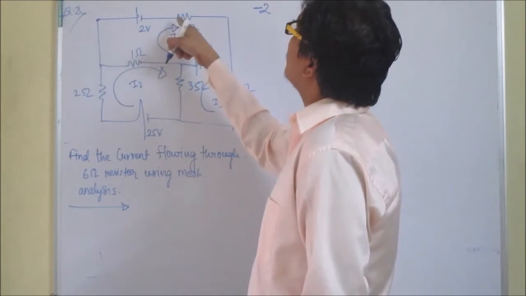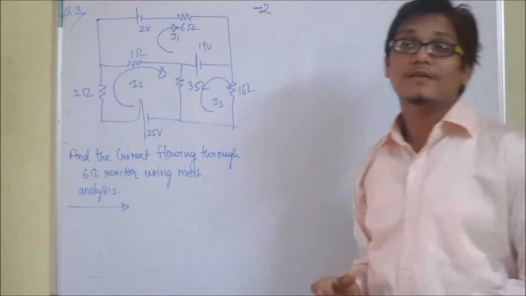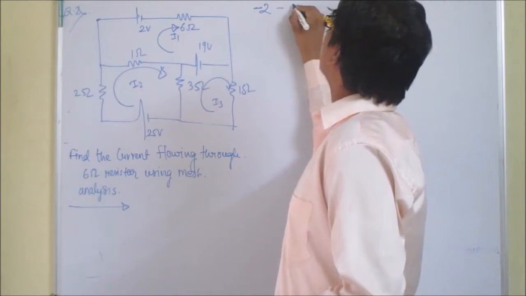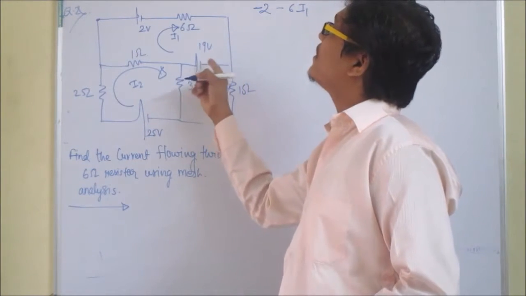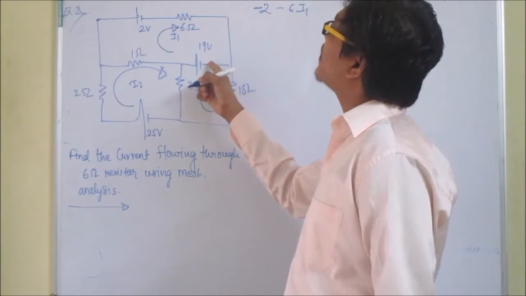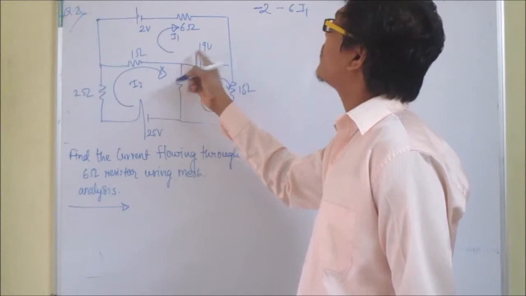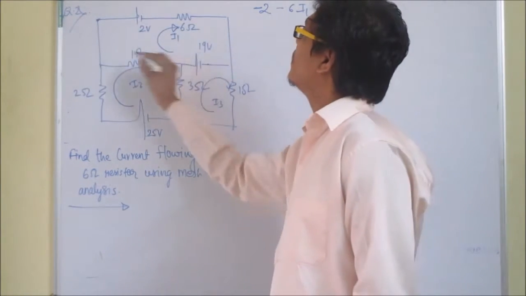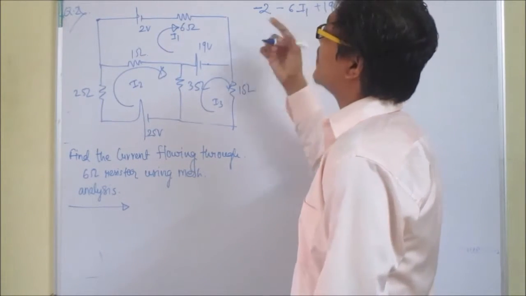Then I am moving through a resistor. Always going through a resistor, there is a consumption of power. Therefore, there is a voltage drop. Therefore, I will write it as minus 6 I1. After that, coming over here, I am going from negative to positive potential. What is happening? There is a gain in potential because we are going from negative to positive. We are moving in this way. So I will write there is a gain in potential, therefore plus 19.